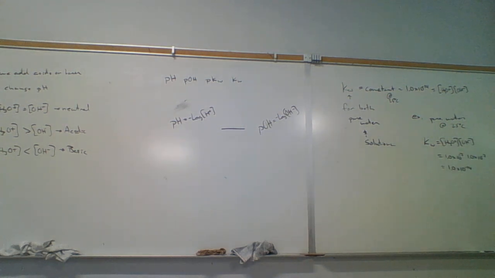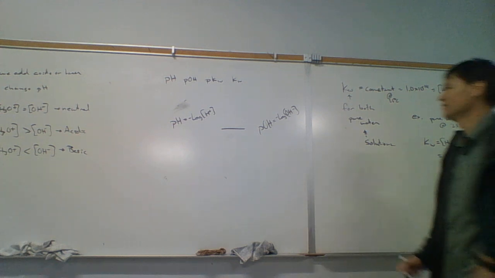So if the pH is 14, what is my pOH? This is 1, which is 10 to the 0, so my pOH is 0. If the pH is 13, what is my pOH? My pOH is 1. If my pH is 12, what is my pOH? 2. If my pH is 9, my pOH is 5. And so that's what we have here.